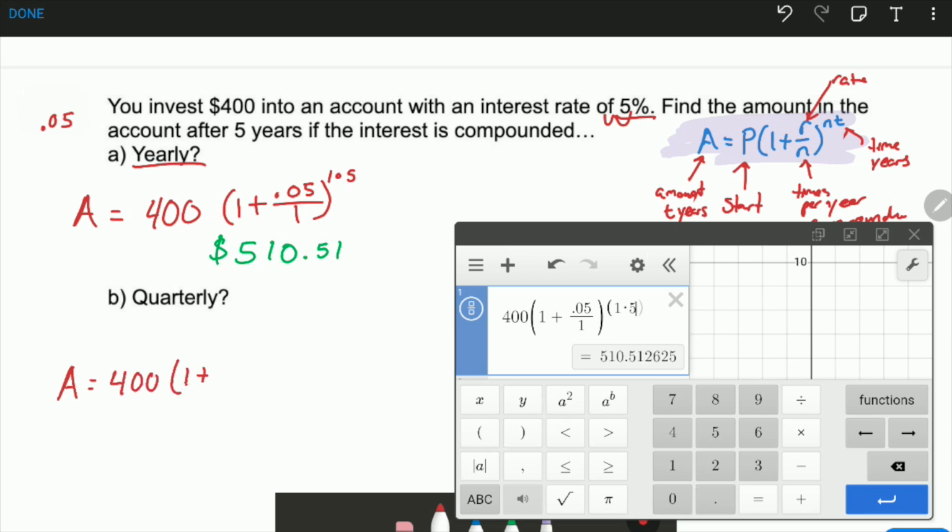So 1 plus 0.05, still most of the stuff is the same. However, n is going to be different. We're compounding now 4 times a year. So we have 4 times t, which is still the 5. So if we go to my calculator and type this in, we are compounding 4 times, so the only number that's changing is my value for n. Now you can see that it is $512.81 approximately, as far as how much the investment is worth.